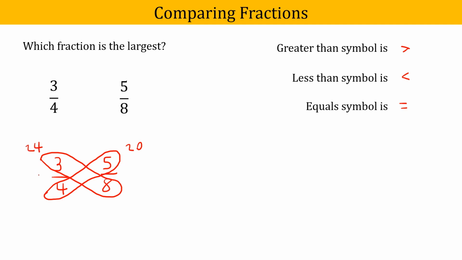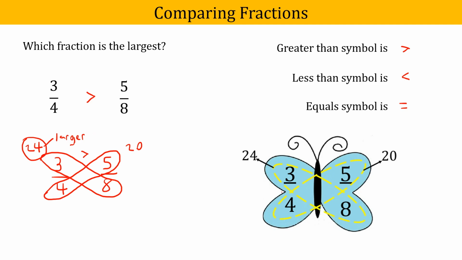And now I'm simply going to ask you this question. Which number is greater, 24 or 20? In this case, 24, right? 24 is larger. So if 24 is larger, I'm going to say that the number on the left side is going to be larger than the number on the right side. So in this case, that means that 3 over 4 is greater than 5 over 8. And here's a better illustration of the butterfly method. As you can see here, it sort of forms and looks like the wings of a butterfly.